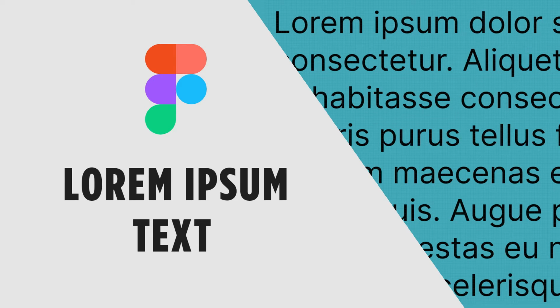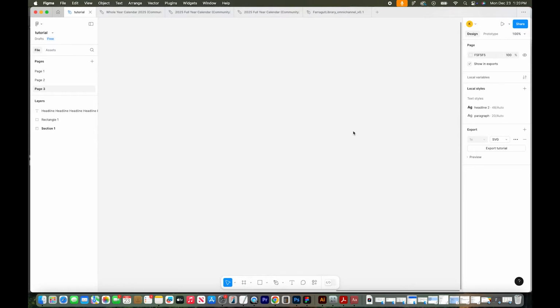In this tutorial, I'll show you how to add Lorem Ipsum text in Figma, also known as Greek or placeholder text. I have a blank Figma file open, and I want to add some placeholder text in a text box on this file. We are first going to install a plugin called Lorem Ipsum.